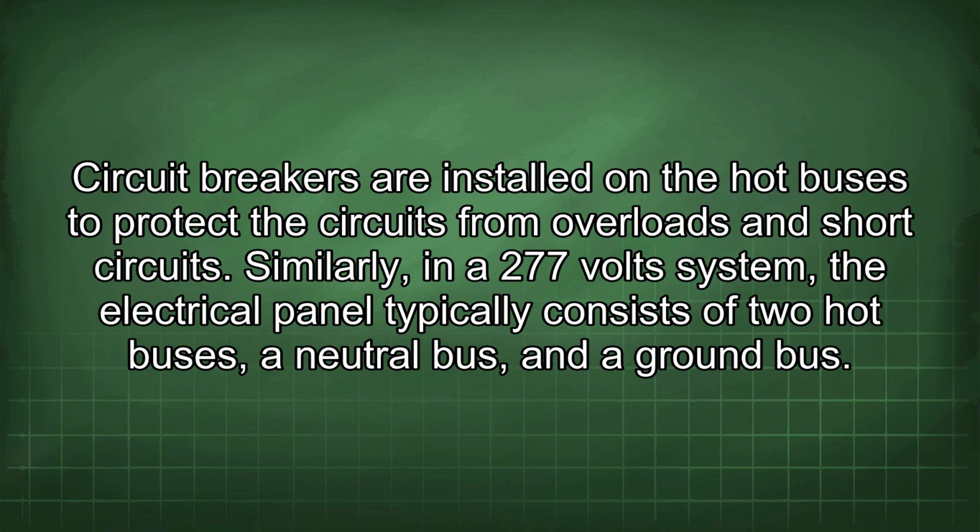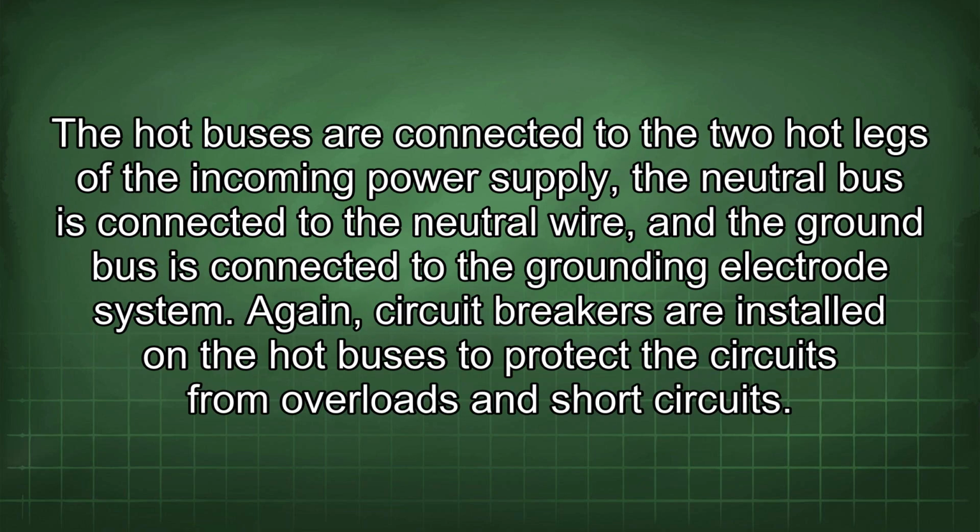Similarly, in a 277 volt system, the electrical panel typically consists of two hot buses, a neutral bus, and a ground bus. The hot buses are connected to the two hot legs of the incoming power supply. The neutral bus is connected to the neutral wire, and the ground bus is connected to the grounding electrode system. Again, circuit breakers are installed on the hot buses to protect the circuits from overloads and short circuits.